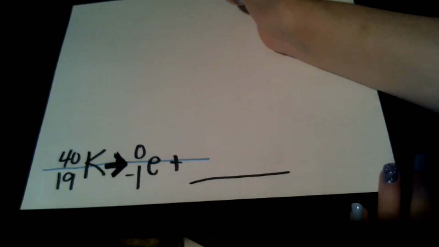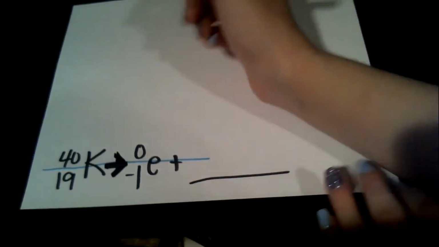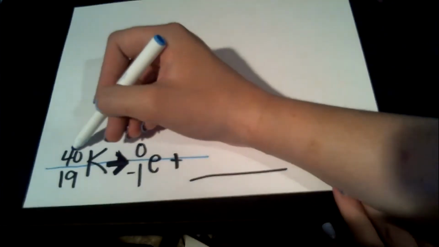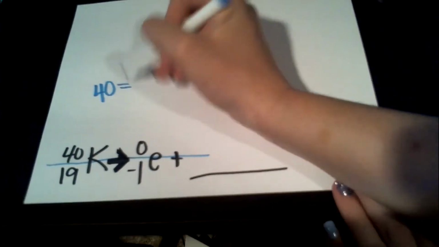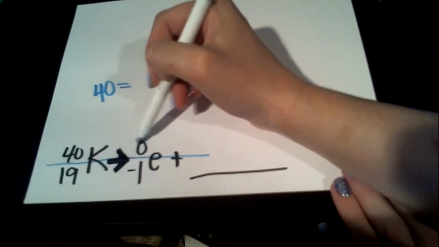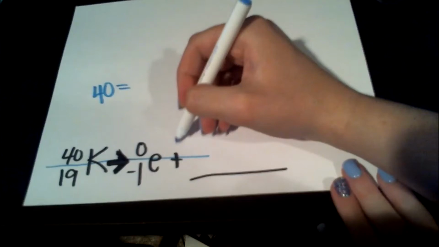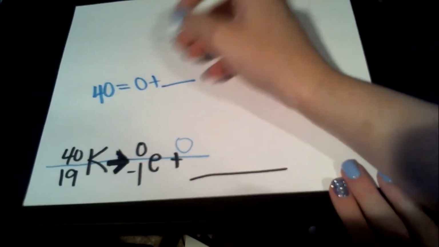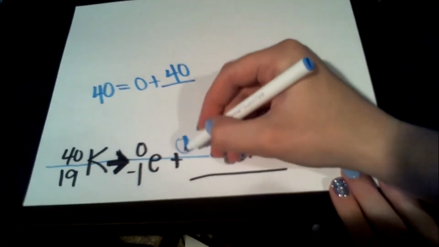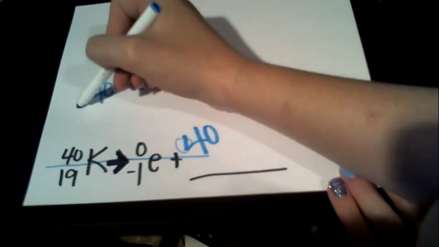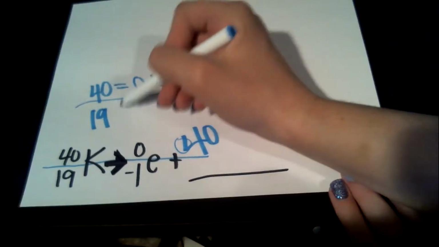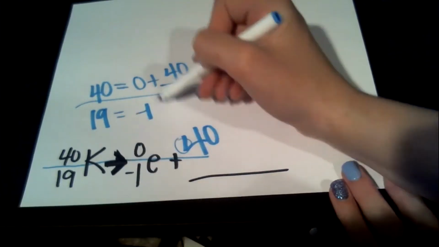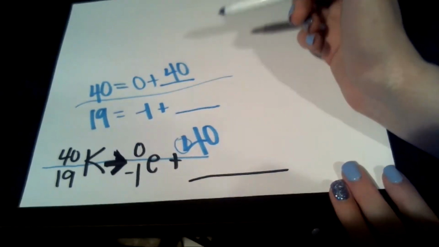Positrons is a real thing. It will be on the test. It's on table O. So 40 equals, that's what the arrow is, 0 plus a blank number. I don't know what it is. 0 plus blank. The blank has to be 40. So a 40 is going to go on top. And then the split, you have 19 is equal to -1 plus blank.